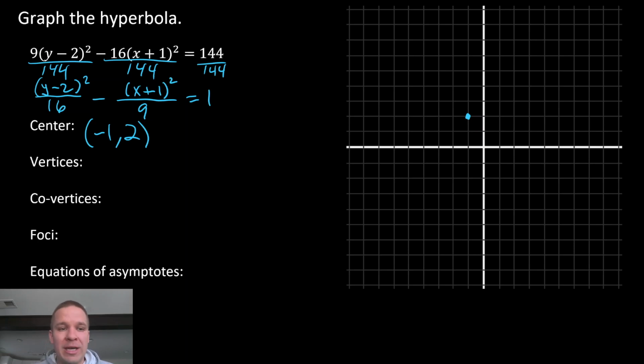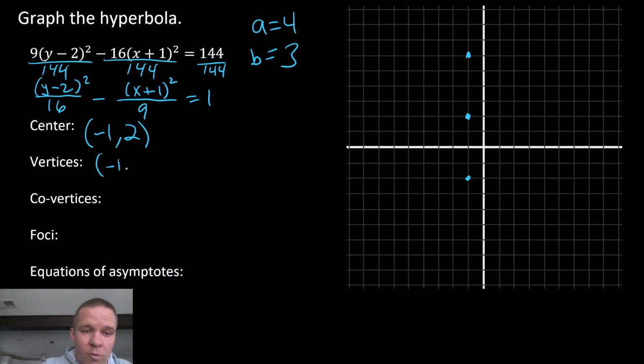And then I can go ahead and get my vertices and co-vertices once I have my A and my B values. The A and B stay in the same spot with hyperbolas. So my A is associated with that 16. I got to square root it and get 4 for A. My B, square root of 9, is going to be 3. So I'm going to go up 4 and down 4 for my vertices. So my vertices are going to be -1, and then I'm going to be up at, it looks like 6. And then I'm going to also have -1 and be down at -2.